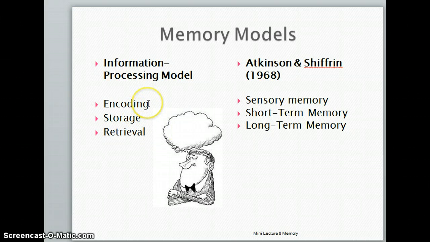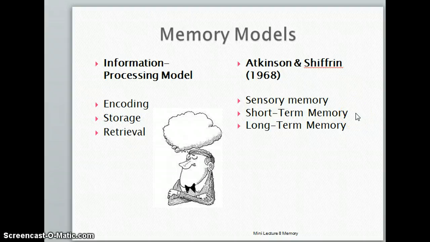And so if we look at how these two models are related, the encoding process, the way that we transfer information that's coming into the system into something that's going to be in a format that we can store, is basically very similar to what the concept of short-term memory consists of.